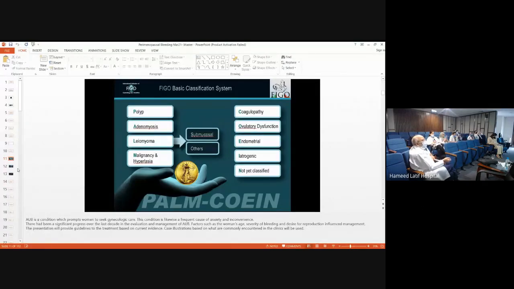Now, this is a good picture to remember it. It shows the PALM and the COEIN. This is the PALM-COEIN, not necessarily in their order of occurrence or prevalence or incidence, but it is to make that acronym. So a little bit has been manipulated. For example, COEIN is not necessarily COIN, but an E has been added to that. You need to remember that, but this acronym helps you to remember polyp, adenomyosis, leiomyomata instead of fibroids, and malignancy and hyperplasia. So hyperplasia is mostly a benign condition, but malignancy and hyperplasia, they are grouped together.